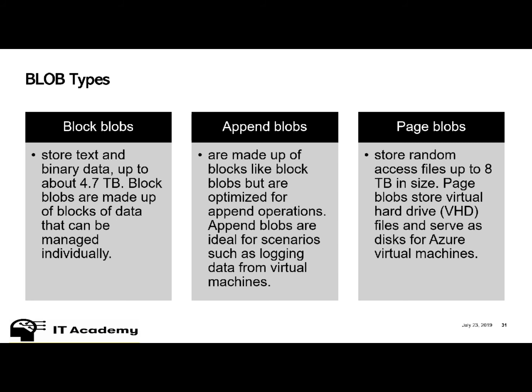The opposite to a block blob is a page blob. Page blobs use random access storage to be able to store files. Page blobs allow us to keep up to 8 terabytes of data in an individual container. Page blobs store virtual hard drives that we use for Azure virtual machines and also serve as the virtual disks for virtual machines. Finally, the third type we have is an append blob.